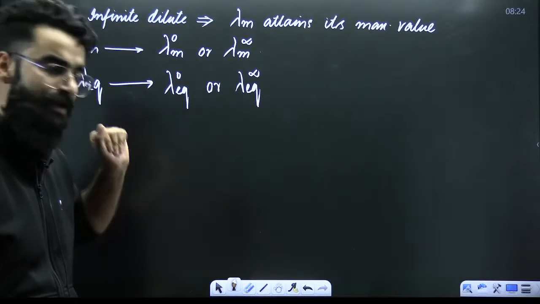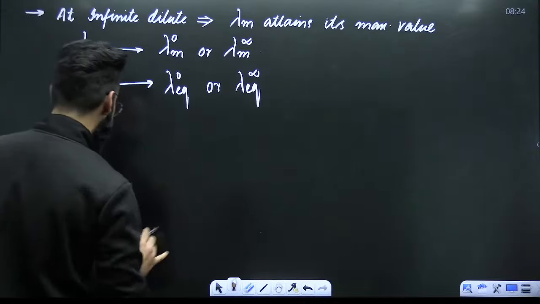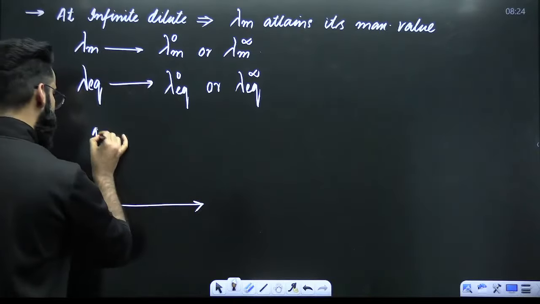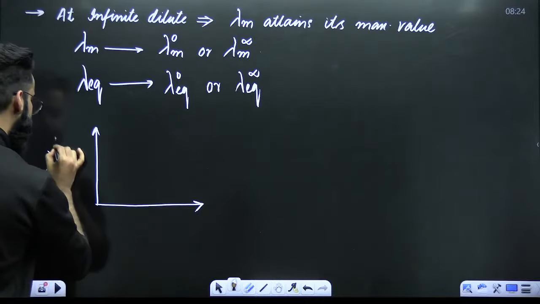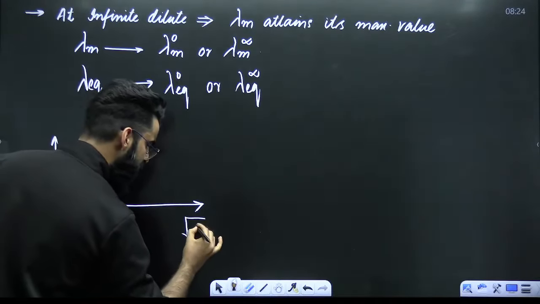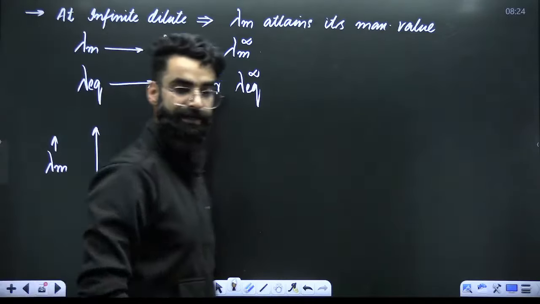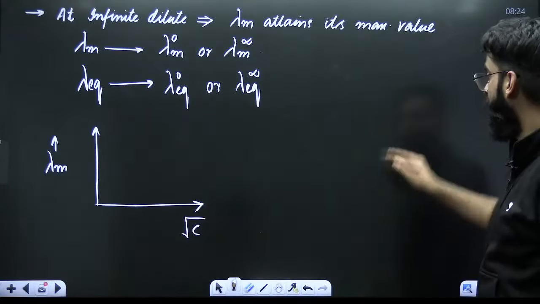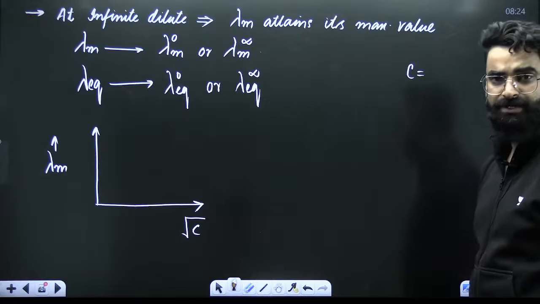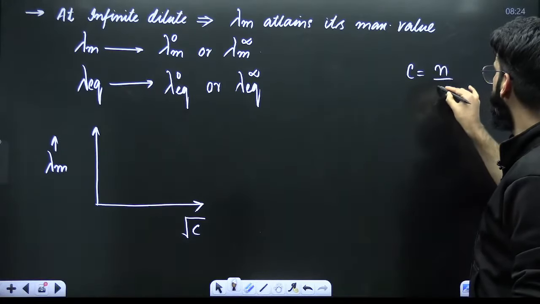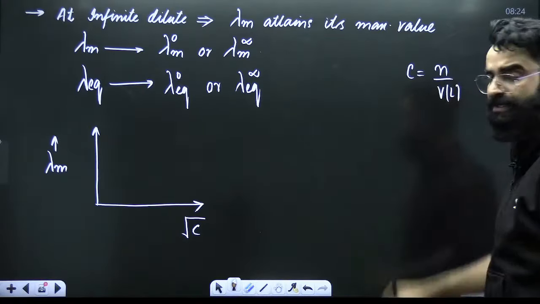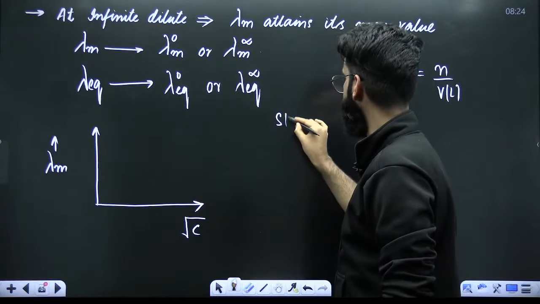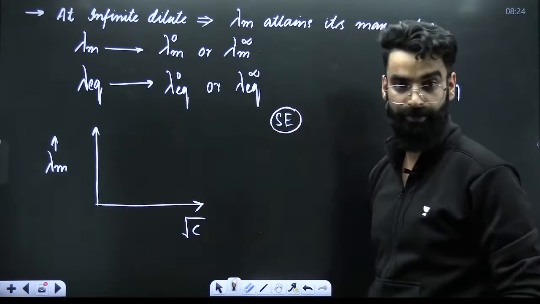Perfect. My dear students, if you want to understand it with the help of a graph, I plot a graph for a strong electrolyte between lambda m versus under root of C, where C is the concentration of electrolyte in the container. So first of all, what is C? Concentration. Concentration means moles per unit volume. This graph I'm plotting for the strong electrolyte first of all.